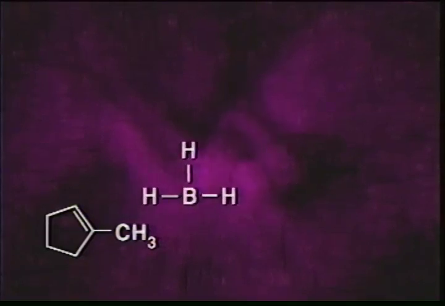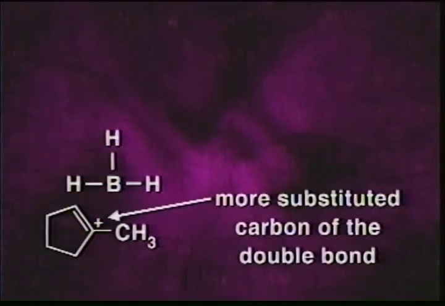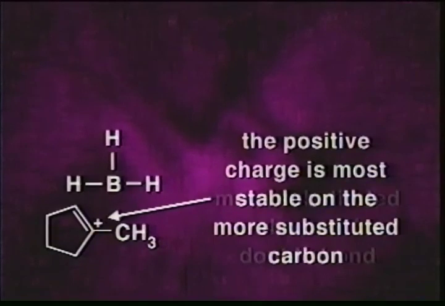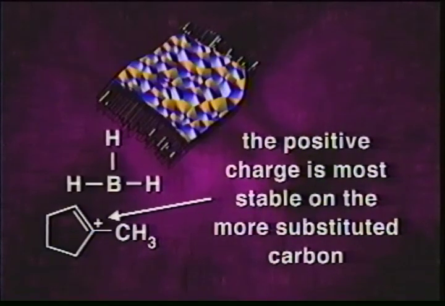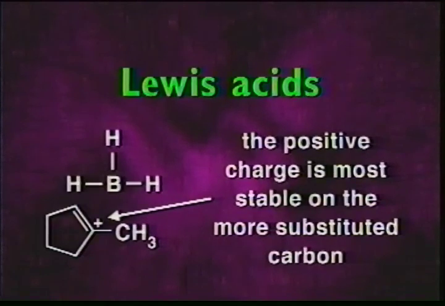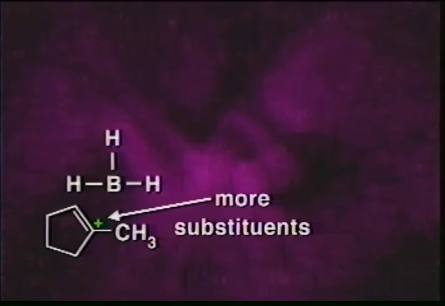Borane bumps into a juicy-looking methylcyclopentene, which has got electrons and pi bonds sticking way out from the molecule. Borane takes one look, decides it can't resist, and moves in. As the borane moves in, it builds up a really positive charge on the more substituted carbon of the double bond. Why? Well, because the positive charge is more stable on the more substituted carbon. No big deal, right? That's the exact same pattern we saw on all the other Lewis acids we've looked at. The positive charge is going to pick carbon 1 because carbon 1 has more substituents.